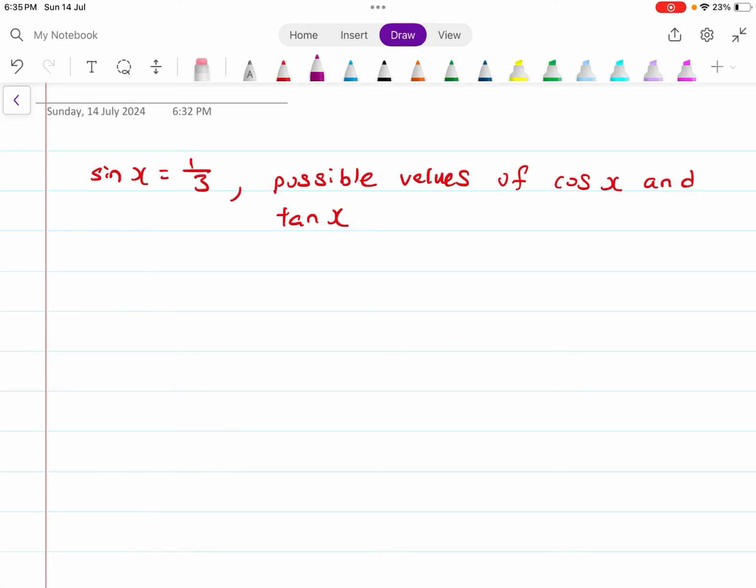Okay, so let's go through this question. Given that sine x is equal to 1/3, find the possible values of cosine x and tangent x. So how do I actually do this question? First thing, we must determine the quadrant.